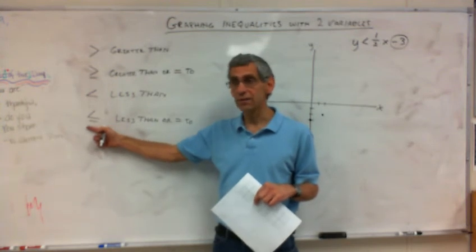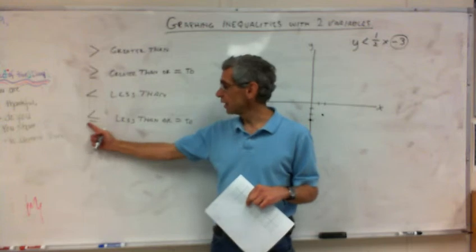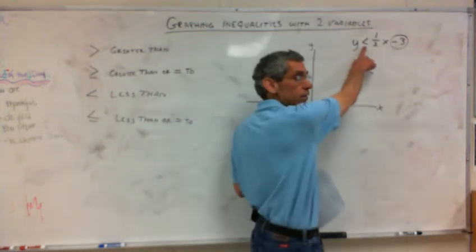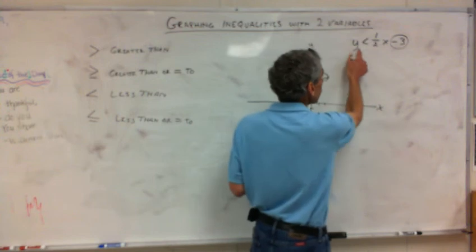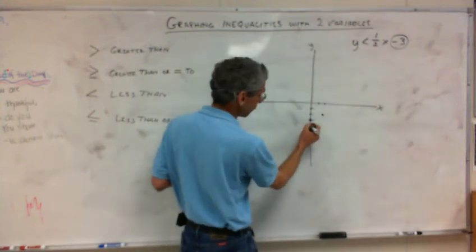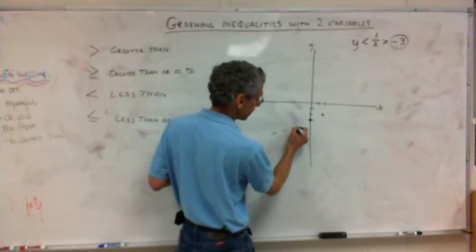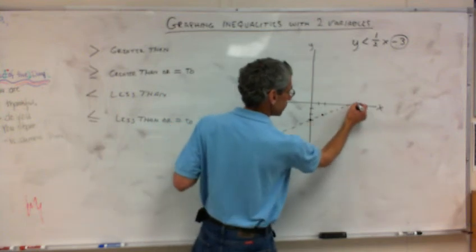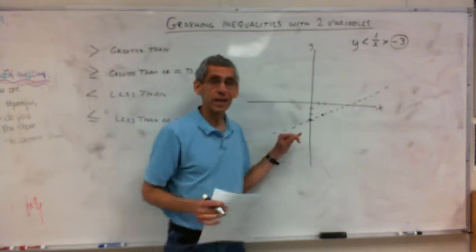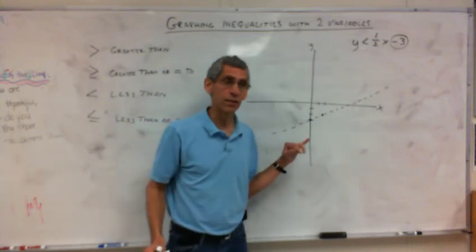Therefore, I would draw a solid line. So that little line there says draw a solid line. But there's no little line there, so the y does not equal this. So I can't draw a solid line. I have to actually draw a dashed line. Does that make sense? Because it doesn't actually equal that line, but that line is actually called a boundary line.